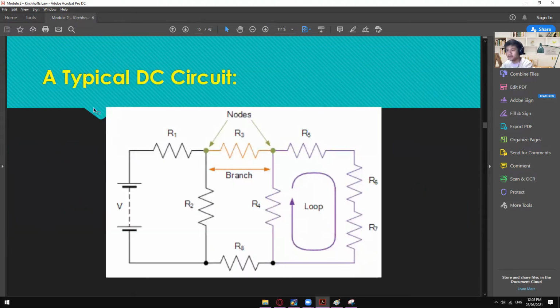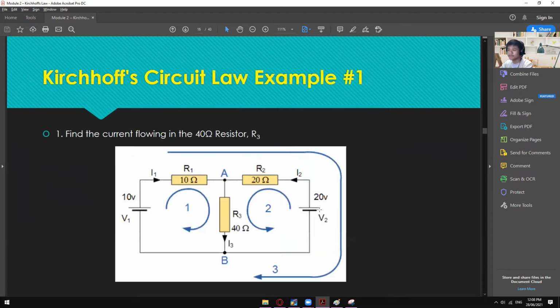Okay, so another example of a typical circuit. So loop, another loop right here. So your nodes, and then a branch right here, another branch, another branch, another branch, another branch, and then another branch. Okay, so let's have an example.